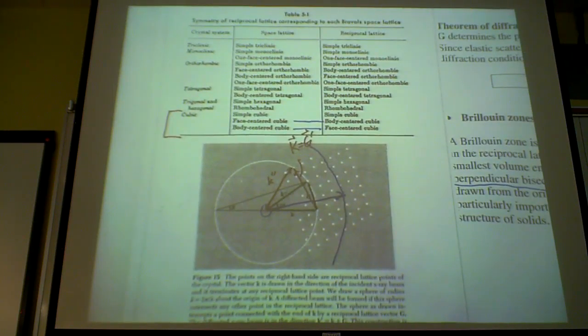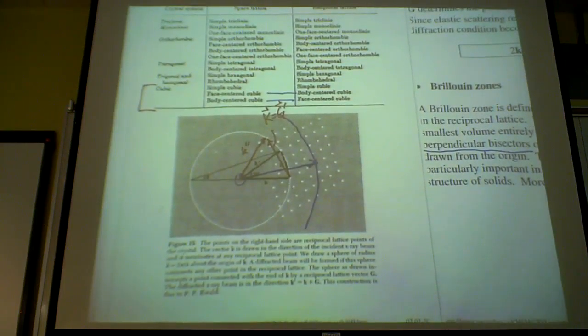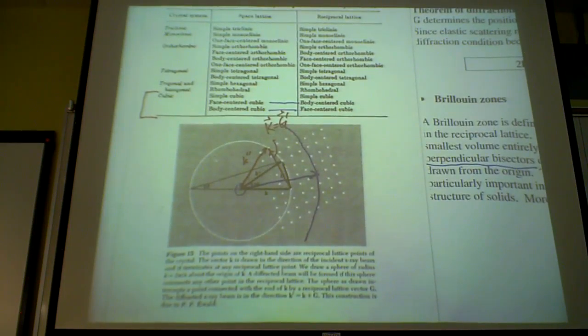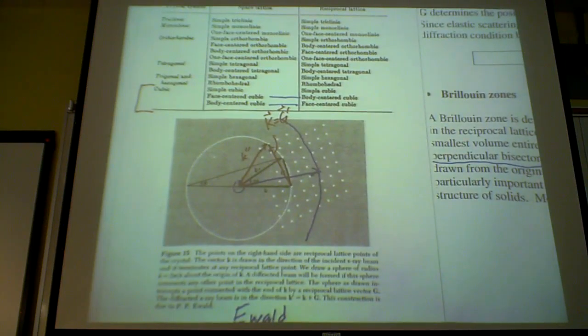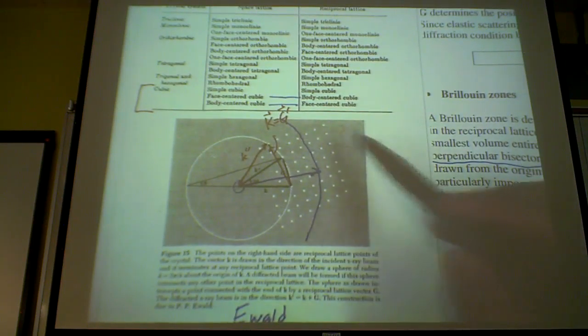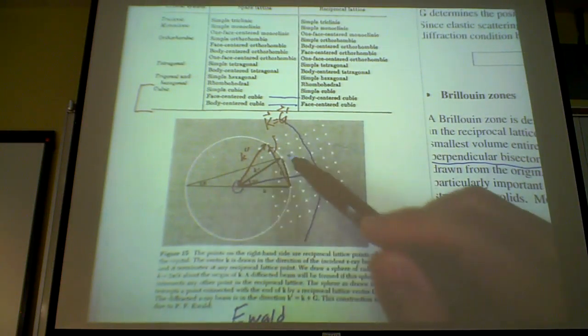Well, we were talking about diffraction phenomena, and we use it very easily in terms of diffraction. One of the mathematical or geometric constructions, if you like, of diffraction phenomena is called the Ewald construction. So here is an Ewald construction. The way you think about this is, let's say you have a reciprocal lattice here, represented by these white dots.